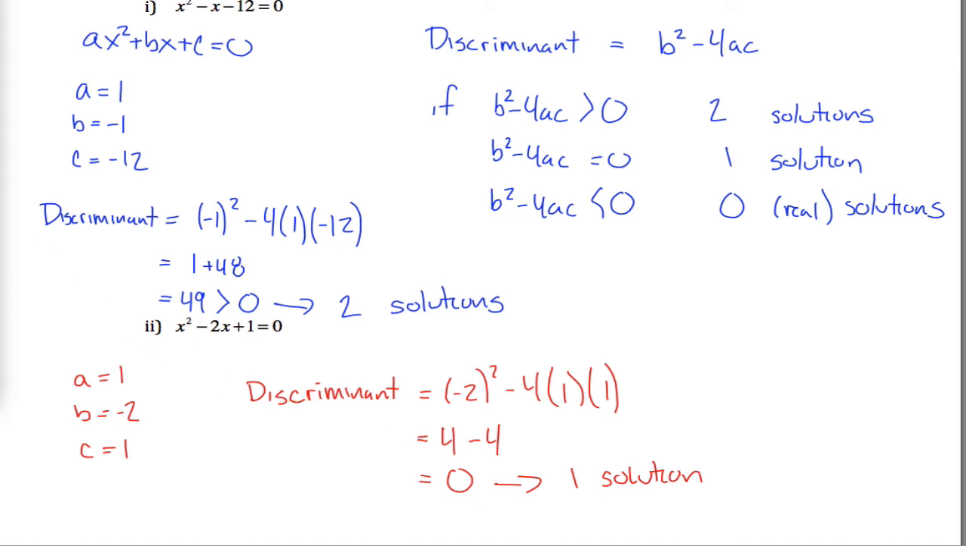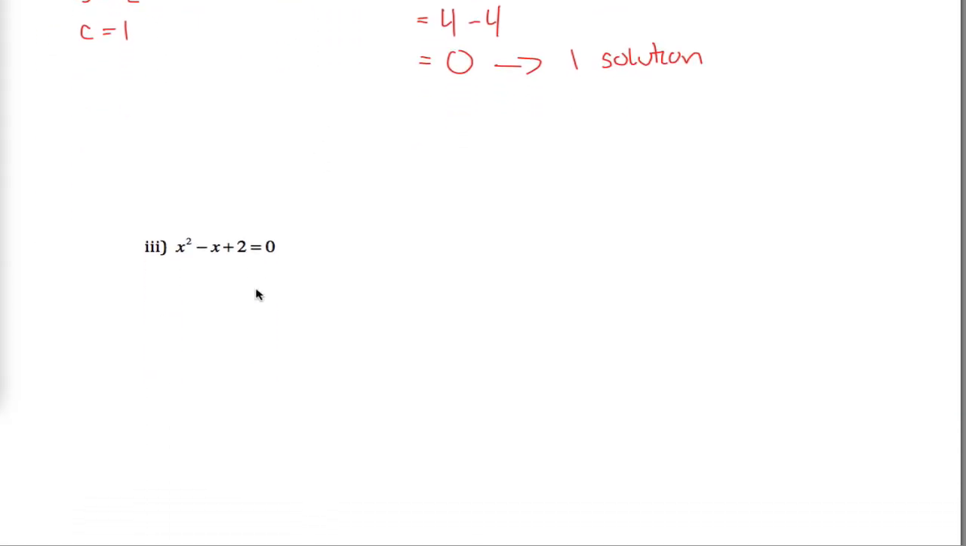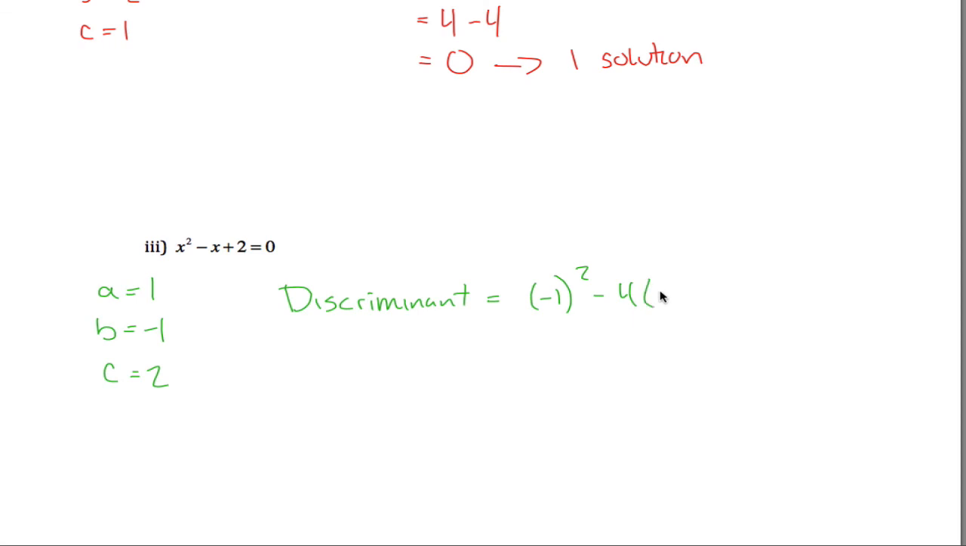All right, final problem. Hopefully the final time I do this final problem. Same idea. A is equal to 1. B is equal to negative 1. C is equal to 2. Discriminant is b squared minus 4ac. Negative 1 squared minus 4ac. Negative 1 squared is positive 1. Minus 4 times 1 times 2 is 8. This equals negative 7. Negative 7 is less than 0. Therefore, no real solutions.